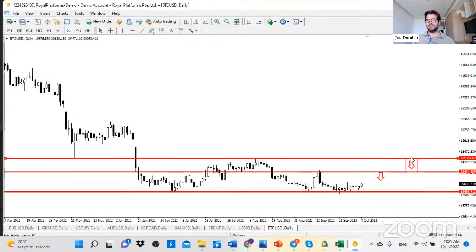Okay, so for BTC, we're bearish, but we need to look for areas to sell. We cannot sell it from here. There is no strong level to sell. The strong levels are 22,000 and 25K for short selling the BTC USD.